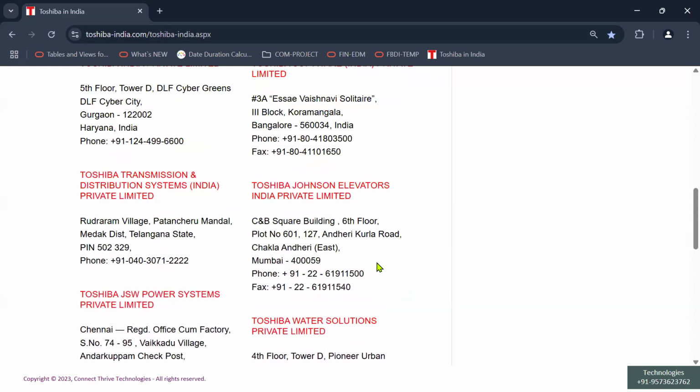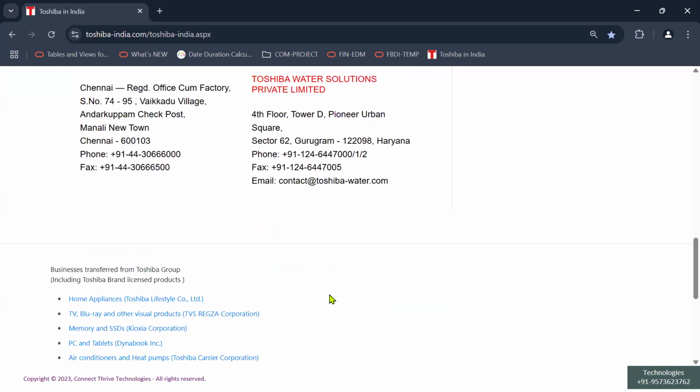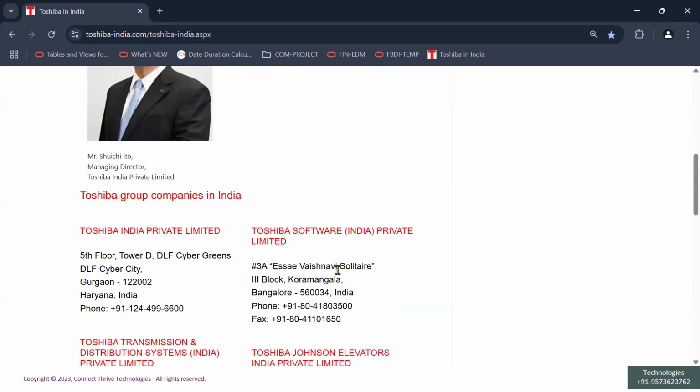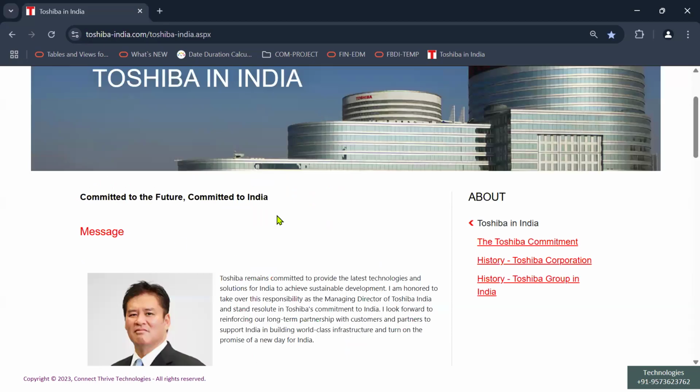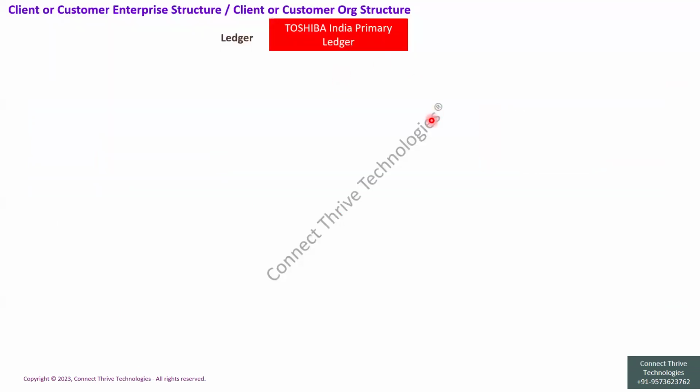These are the entities: one, two, three, four, five, six. We have a total of six locations where they have businesses within India. Let's go and have a look. For these six locations, how will we create an org structure, and how will we give the business a solution to record the transactions legal entity wise? Let's go and have a look at it here.